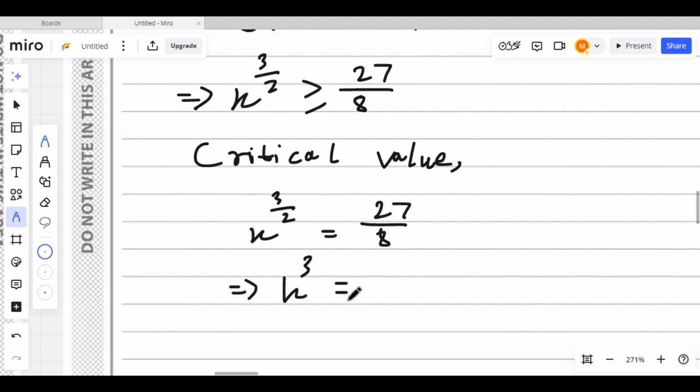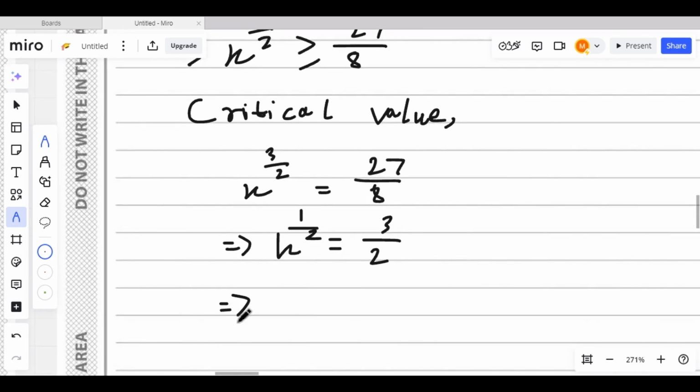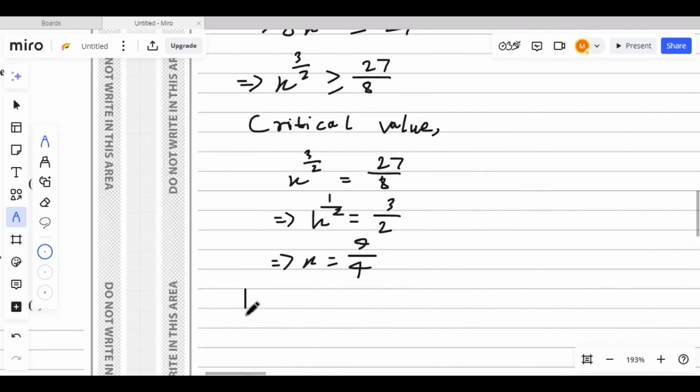That means if you cube root both sides, the 3 will get eliminated from the power. So you'll get x to the power half. Cube root of 27 is 3 and cube root of 8 is 2. So the critical value is x equals 9 over 4. So the range of values we will get in this case is x greater than or equal to 9 over 4. That's the answer.